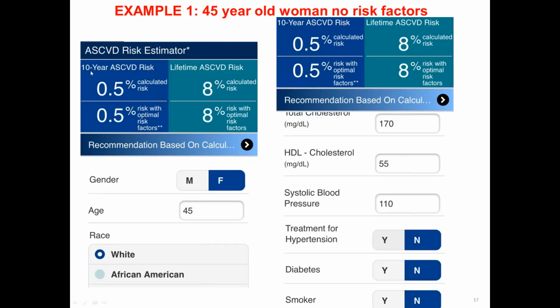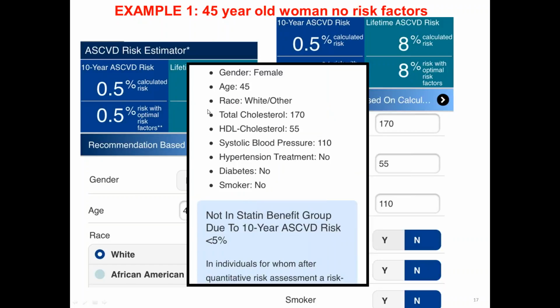And then if you look up here, her 10-year risk of having a heart attack or stroke is 0.5%, the same as someone with optimal risk factors. And their lifetime risk is also the same. So this woman would not be in a statin benefit group, meaning they do not qualify to take cholesterol medicine.